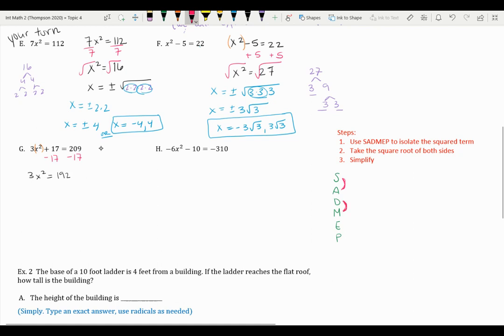Next, order of operations says if I can multiply or divide something, so I'm looking for multiplication or division. Well, I have 3 times x squared equals 192. So here I can undo the multiplication by dividing. That leaves me with x squared is equal to 64.